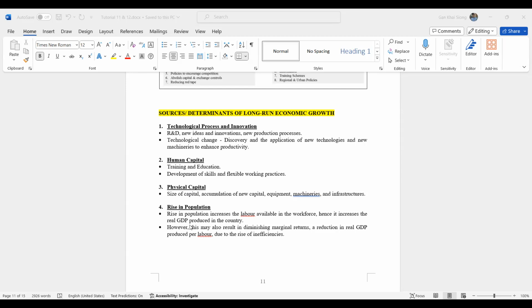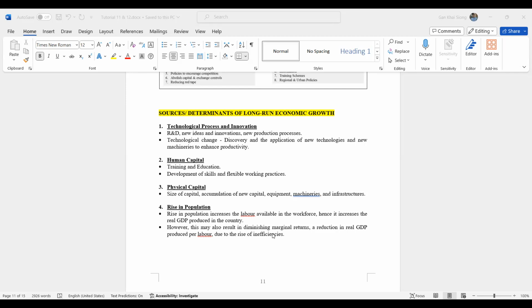The fourth one, rise in population. Let's say there's a rise in population, which increases the labor force. That will also increase the total output in the economy. But bear in mind, this one is arguable because it can result in diminishing marginal returns as well. That means a reduction in the real GDP produced per labor due to inefficiency. That's what we learned in chapter 1 as well. Remember, when we have too many people, people might get in each other's way, resulting in diminishing marginal returns. So these 4 can be considered as the sources of long run economic growth, and therefore these 4 can be considered as supply side policies.